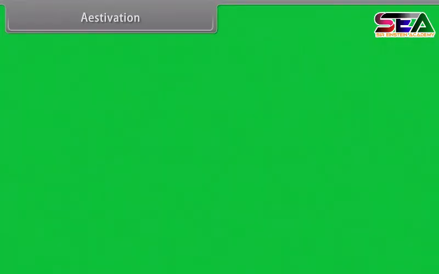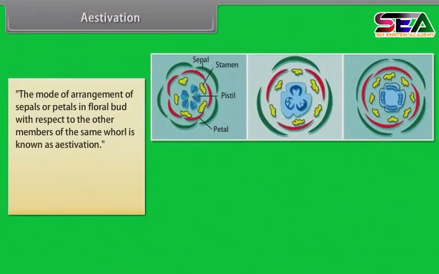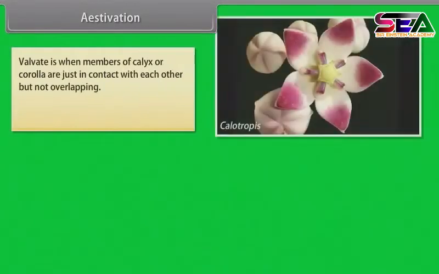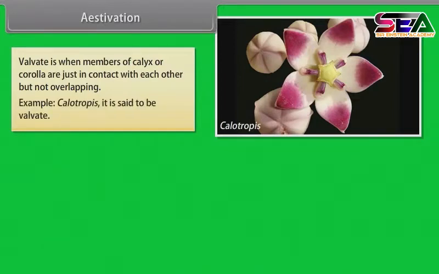Aestivation. The mode of arrangement of sepals or petals in floral bud with respect to the other members of the same whorl is known as aestivation. The main types of aestivation are valvate, twisted, imbricate, and vexillary. Valvate is when members of calyx or corolla are just in contact with each other but not overlapping. Example, Calotropis. It is said to be valvate.